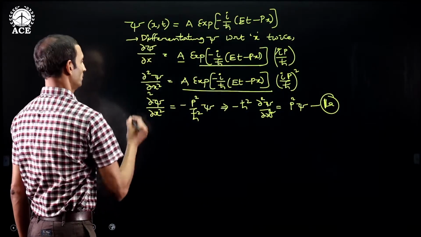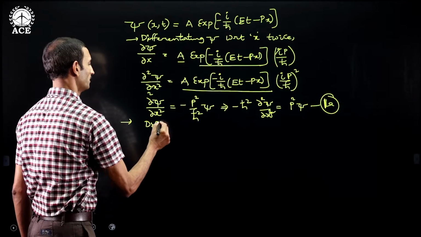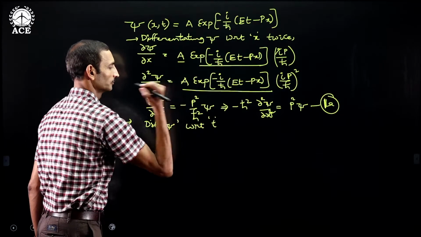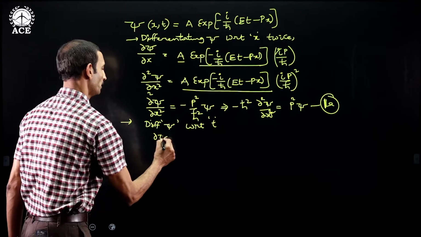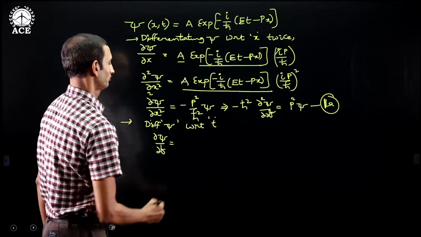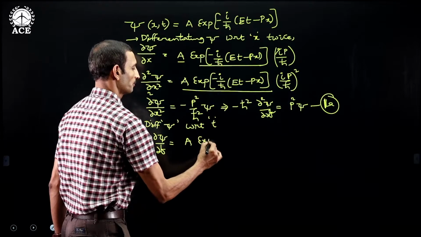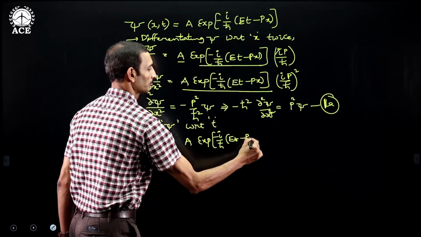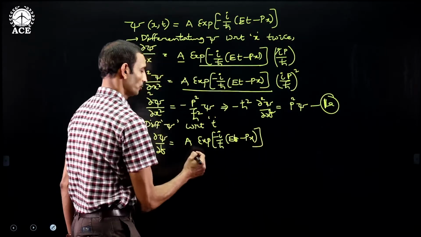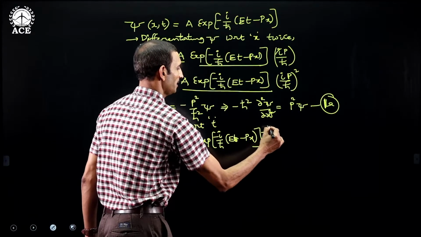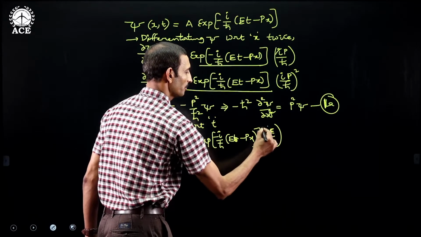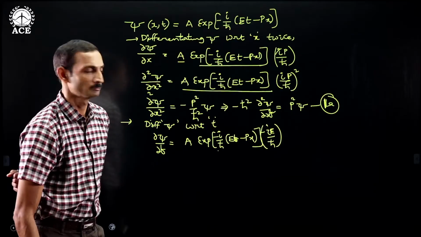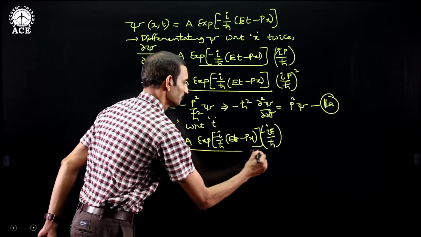Now I am going to differentiate with respect to t. I would differentiate psi with respect to t once only. So that is dou psi by dou t, that is equal to the same A into exponential of minus i by h cross into (Et minus px) into minus iE by h cross. Do you agree with me? Minus iE by h cross is the coefficient of t. So we have written that one. This is anyway psi, right?